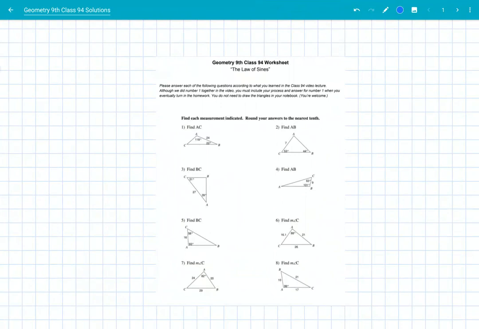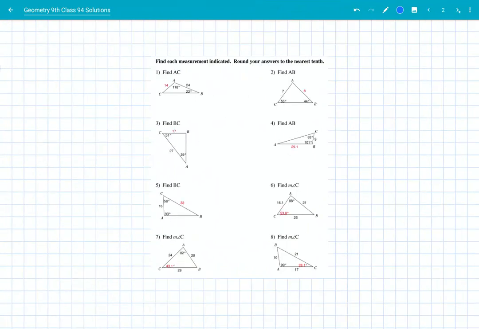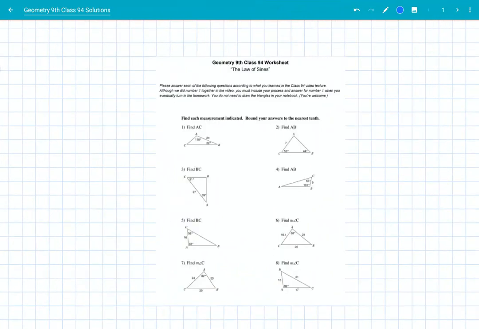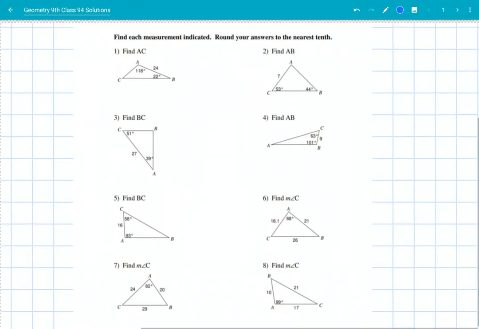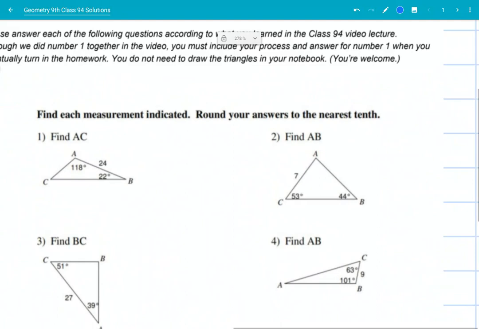We have 8 problems to do together, and here we're going to check our answers eventually, so we can corroborate. Let's do this. Now, the instructions for all 8 of these questions are the same. Find each measurement indicated. Round your answers to the nearest tenth.